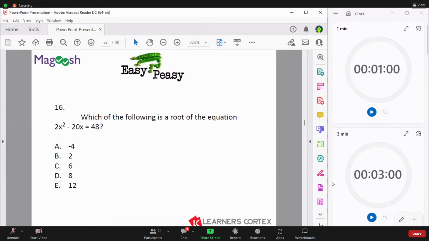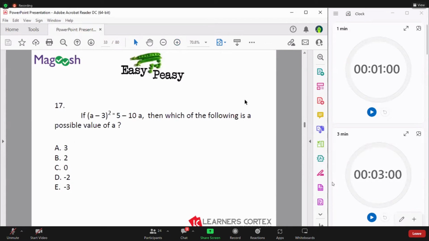So next question we have: if a minus 3 whole square equals 5 minus 10a, then which of the following is the possible value of a? Again, 1 minute. Let's go.